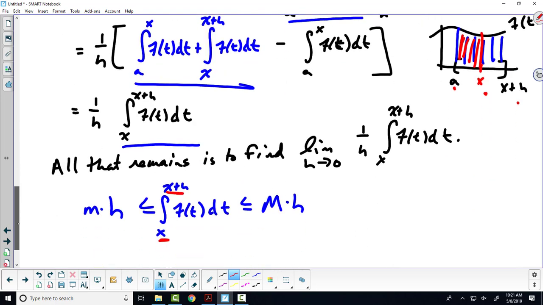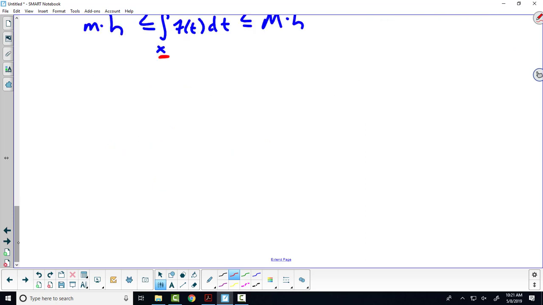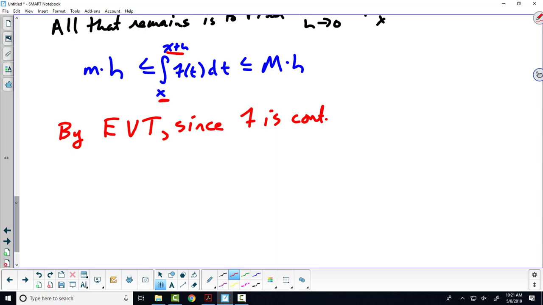Now, we have one condition on f. What is the one condition we impose on f? That it be continuous. We've got a closed bounded interval. We've got a maximum and a minimum, and we need to guarantee that f actually achieves its maximum and minimum. By the extreme value theorem, since f is continuous, there exists a u and v. Those are two separate things.